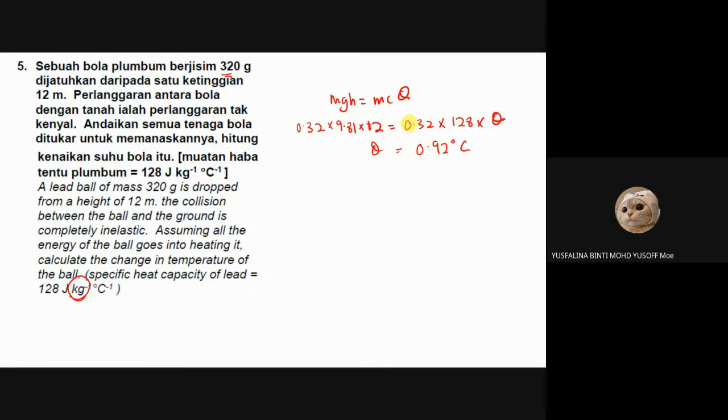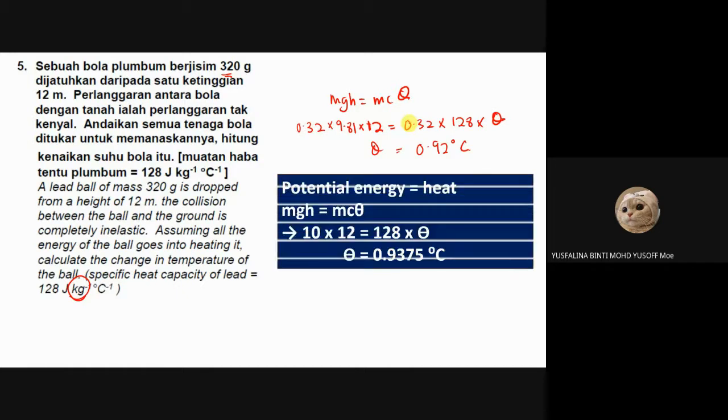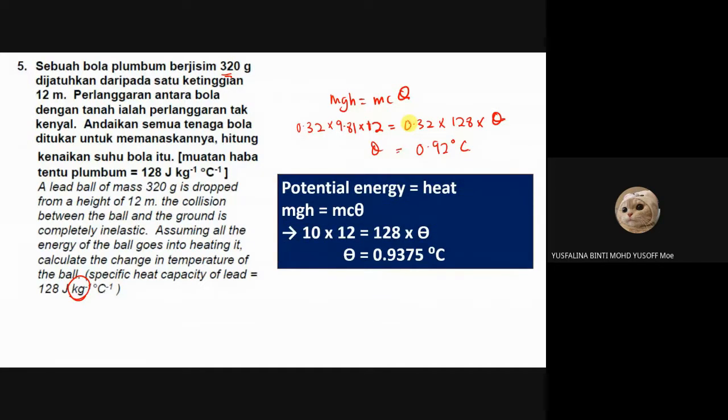Don't just simply give the answer. So you got 0.92 degrees Celsius. This one, they use g as 10, so that's why they got this answer. But actually for your KSSM, your g should be 9.81. Cannot take 10 anymore. 10 is for the old syllabus. For your new syllabus it should be 9.81. So this one they got 0.9375 because they take g as 10.